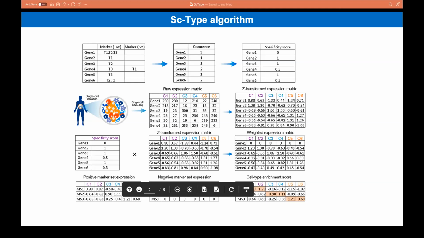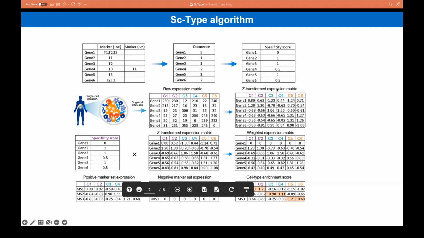Thank you. Okay. So you scale the occurrence in the scale of 0 to 1. Since gene 1 is present in all 3 tissues, its specificity score is 0. Whereas gene 2 is present in only one tissue type or cell type, so its score is 1. Gene 4 is present in 2, so in between 3, 1, and 2, its score is 0.5 if you scale it. So the next step was that you have this raw expression matrix from your single cell sequencing, and you Z transform it.